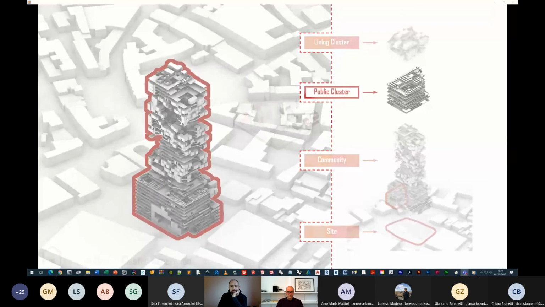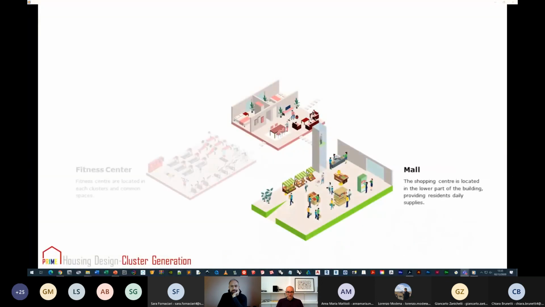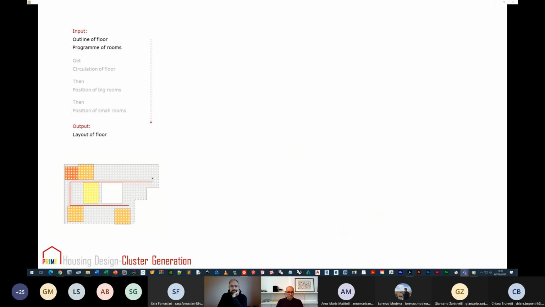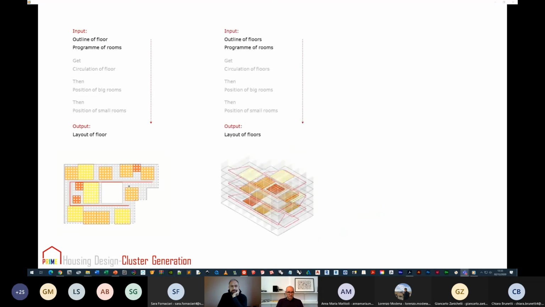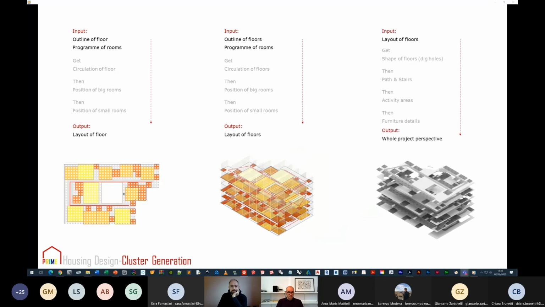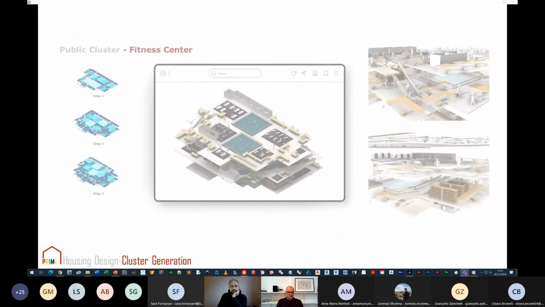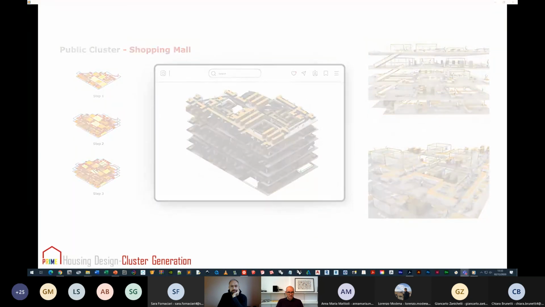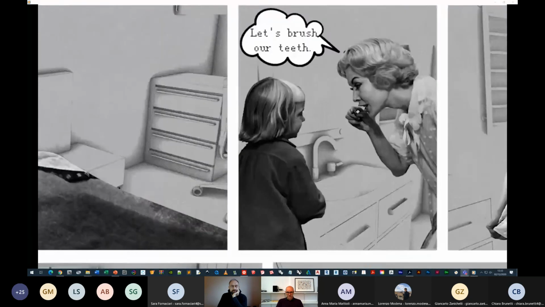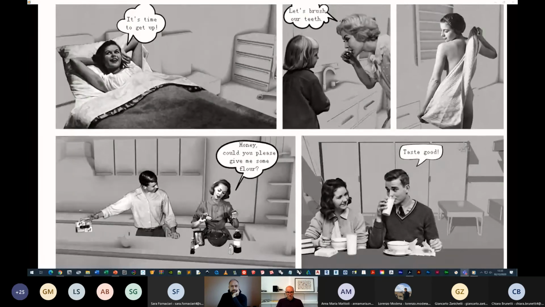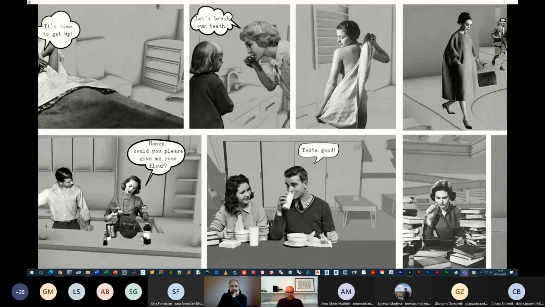Besides living clusters, we create some types of public clusters. We design another algorithm. Each time we improve the shape of floor, it will generate circulation and then create different size rooms. Getting the data of layout, the algorithm will automatically generate all details from stairs to furniture. By this way, we create sports center, work office, and shopping mall. Through the combination of different clusters, we put various event sequences into the community, creating an urban complex full of stories.